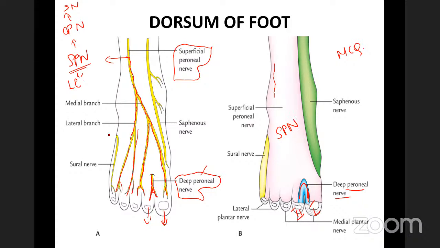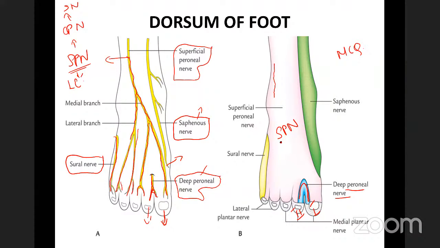Now, the lateral aspect of the dorsum of the foot along the little toe is supplied by sural nerve, whereas the medial aspect of the dorsum of the foot up to the base of the first metatarsal is supplied by the saphenous nerve, which is a branch of femoral nerve. So this is a very important MCQ question.